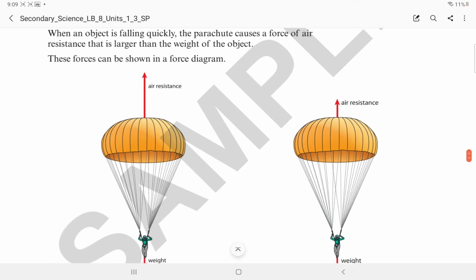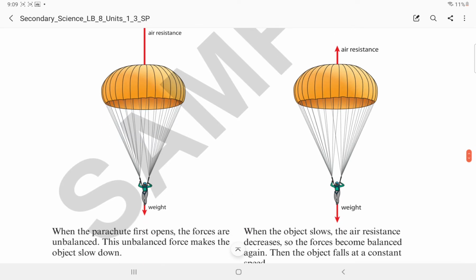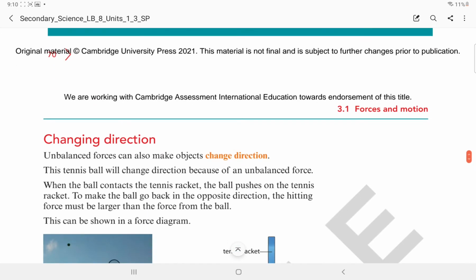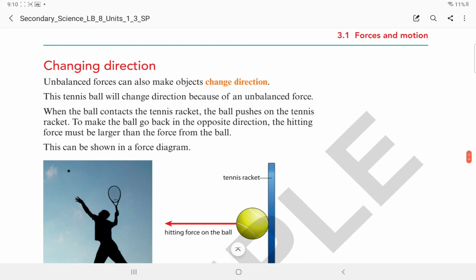So at a point air resistance and weight will be equal, and we can say that they will be traveling at a constant speed. This is about the parachute. Next we are going to discuss changing direction. Unbalanced forces can also make objects change direction.